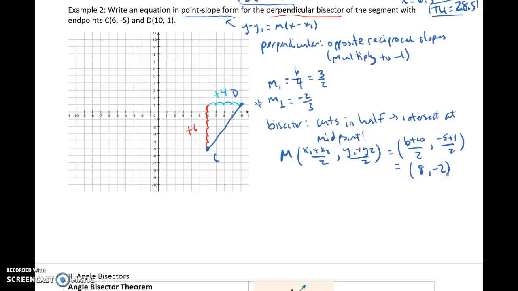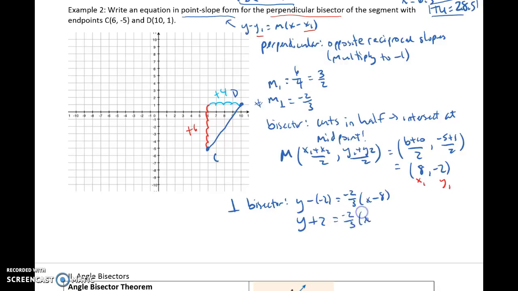Okay? So that is now going to become the x1, y1 of my point-slope form. So there's my x1, there's my y1. Then it's a matter of just putting it back into the equation and writing the line. So your perpendicular bisector is y minus -2 equals -2/3 times x minus 8. Simplify that point-slope form so the double negative becomes a positive.